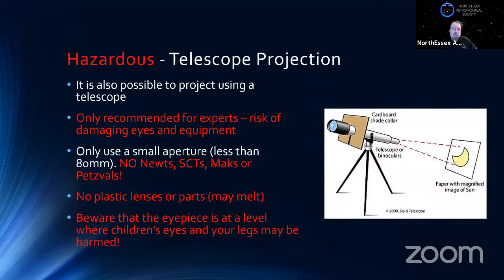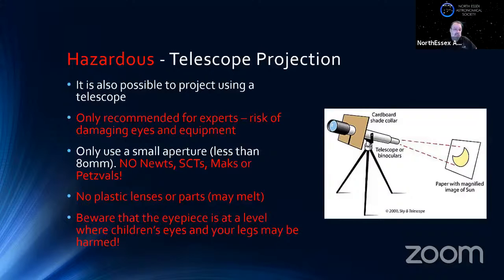Now, I'm going to talk about this for the purposes of telling you that it's hazardous, not because I think it's a good idea. You will see in lots of astronomy books, and particularly in older books, that you can project the image of the sun using a telescope. You certainly can do that, but it is very hazardous. There are all sorts of problems, and some of them are not that obvious. First off, there's a real risk of damaging people's eyes if you get it wrong. There's also a real risk of damaging your equipment.